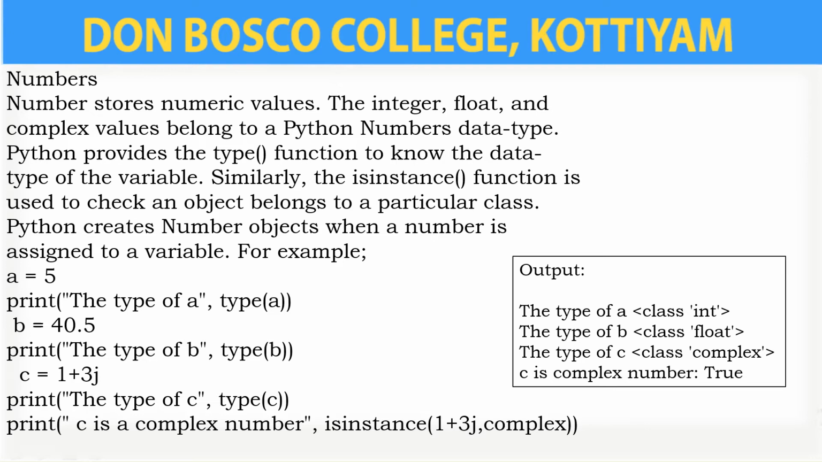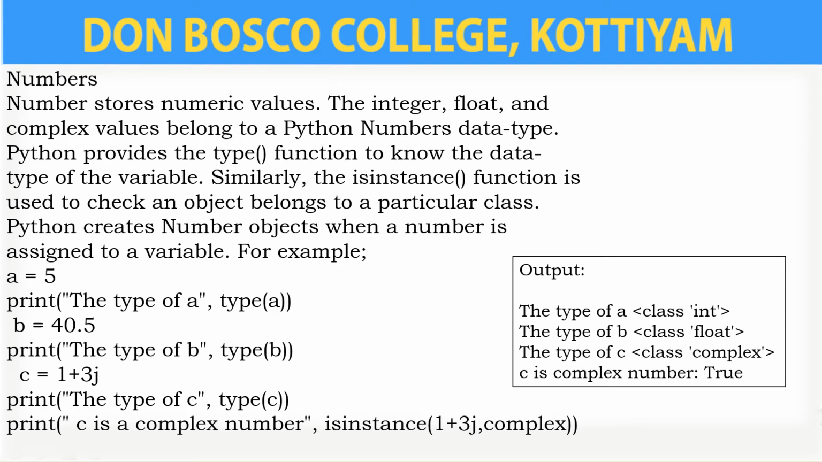And here we have an example. a is equal to 5. Print, within brackets and double quotes, the type of a, comma, type of a. That means it will be displaying as the type of a, class int.